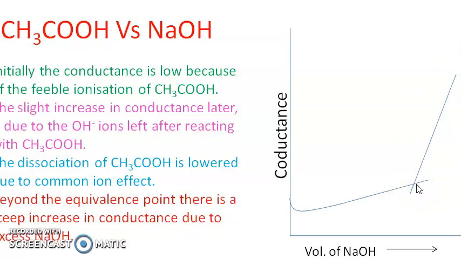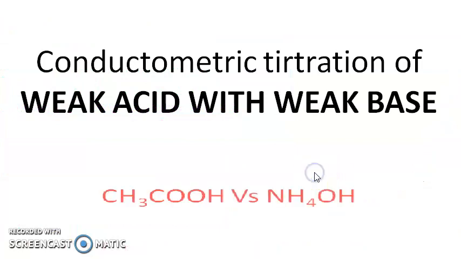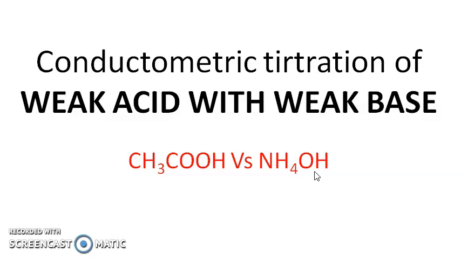Now the intersection of these two arms will give us the volume of NaOH required to neutralize the given amount of acetic acid. For all conductometric titrations of weak acid with strong base, this will be the pattern of the plot. Now let us see the titration between weak acid and weak base.